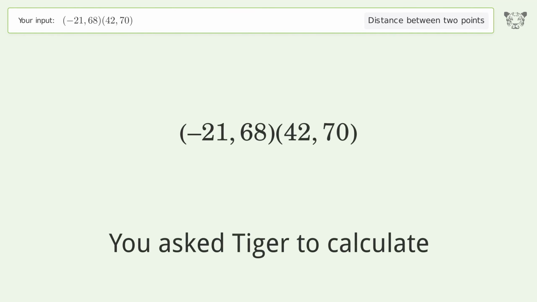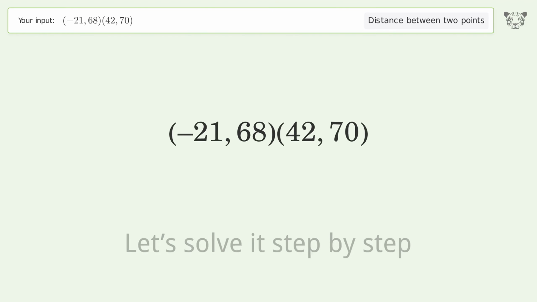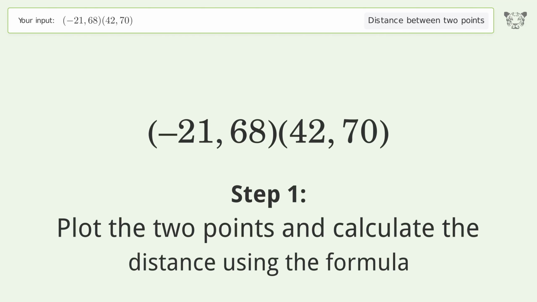You ask Tiger to calculate. This deals with the distance between 2 points. The distance between the 2 points is the square root of 3,973, or 63.032. Let's solve it step by step. Plot the 2 points and calculate the distance using the formula.